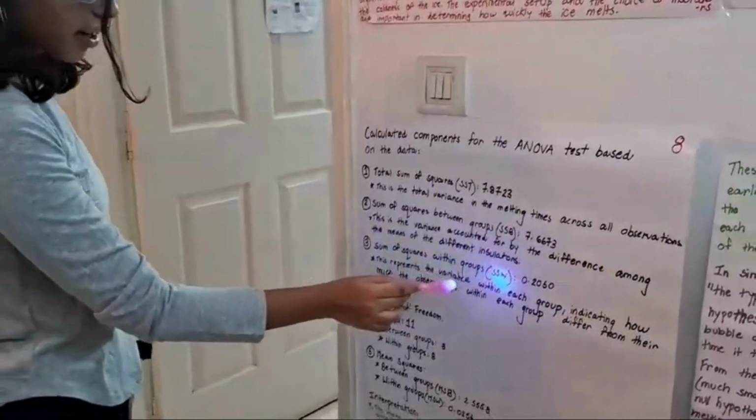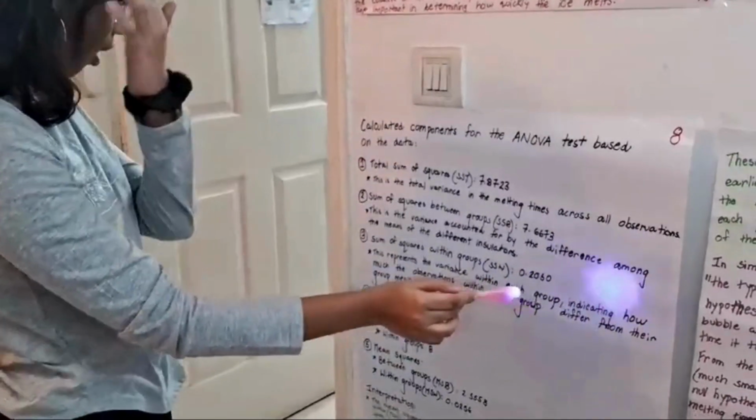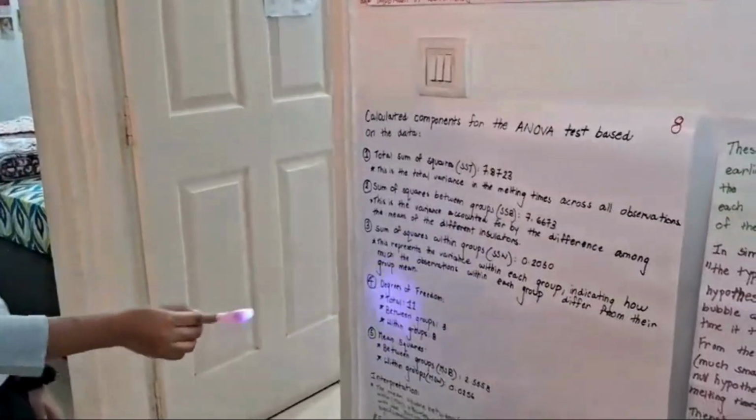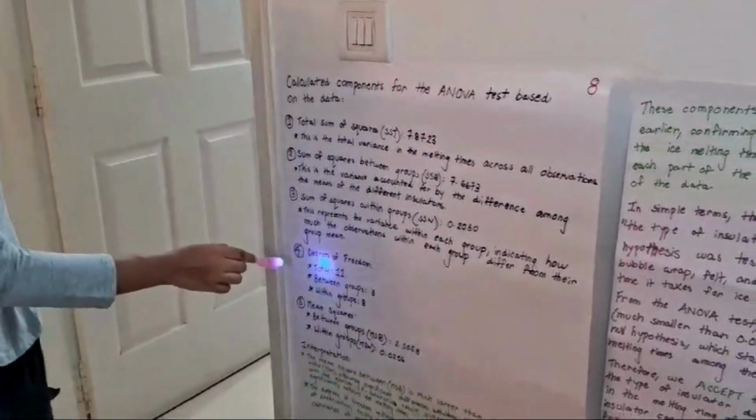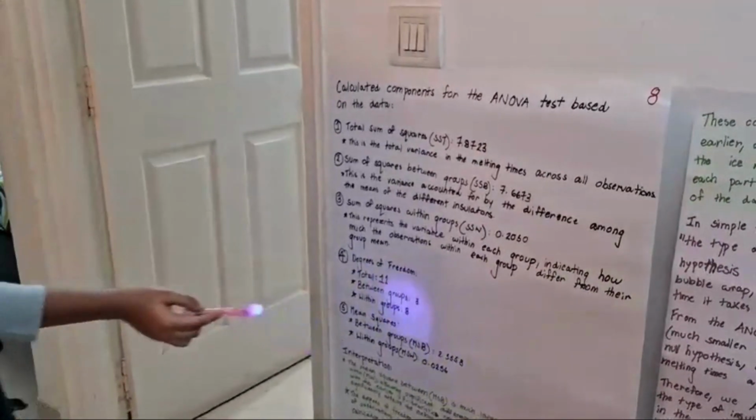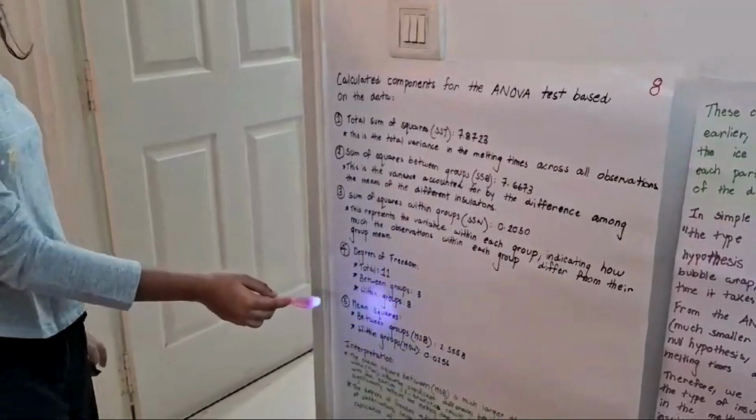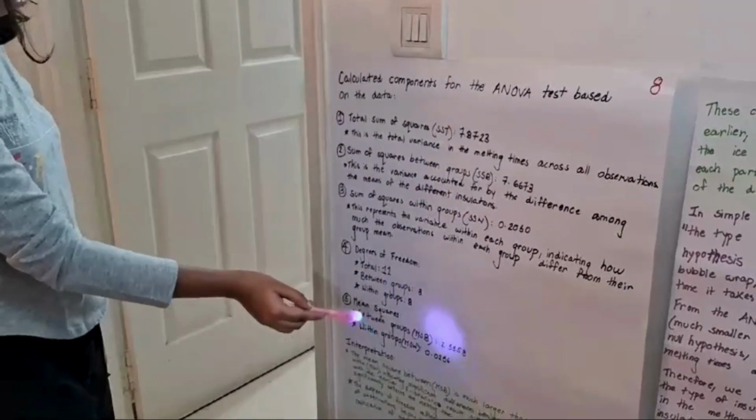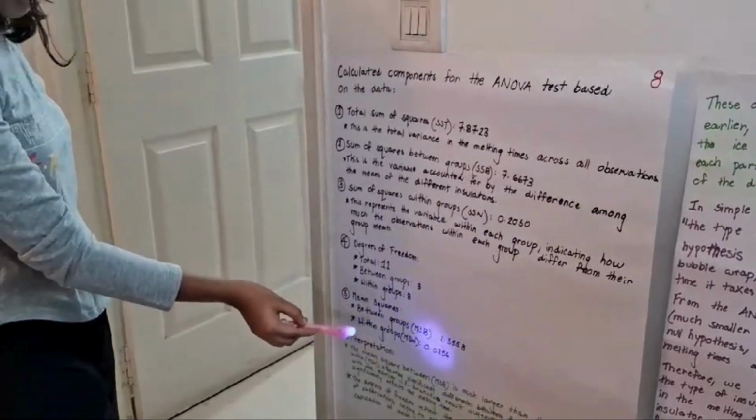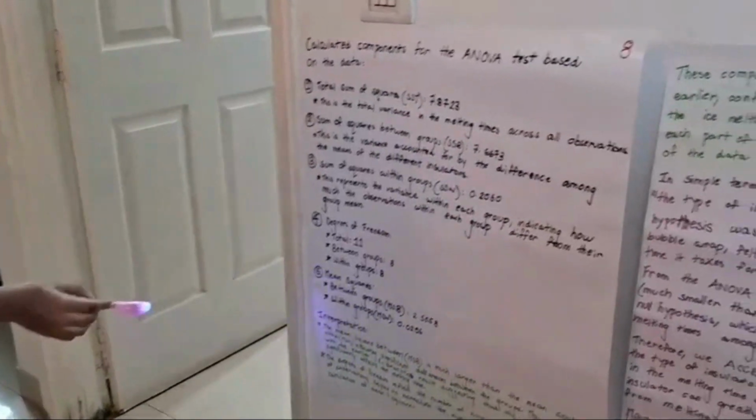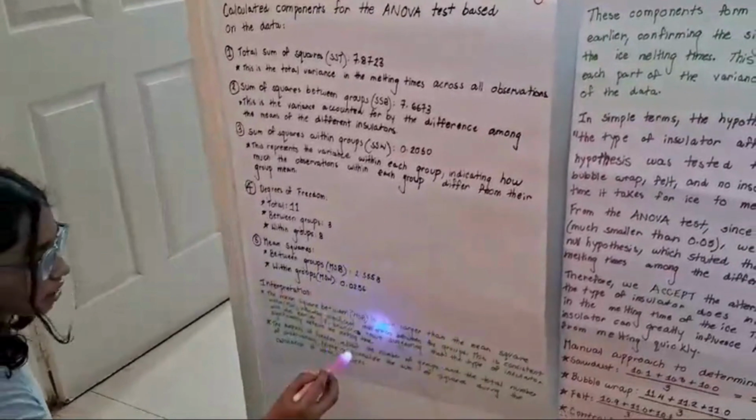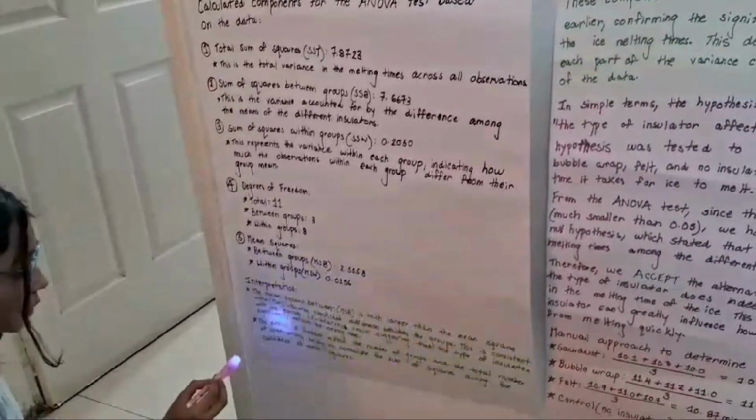This represents the variance within each group, indicating how much the observations within each group differ from their group mean. Now coming to the degrees of freedom, the total is 11, between groups degrees of freedom is 3, and within groups is 8. And the mean squares, based on my calculations, MSB came out to be 2.5558 and MSW came out to be 0.0256.